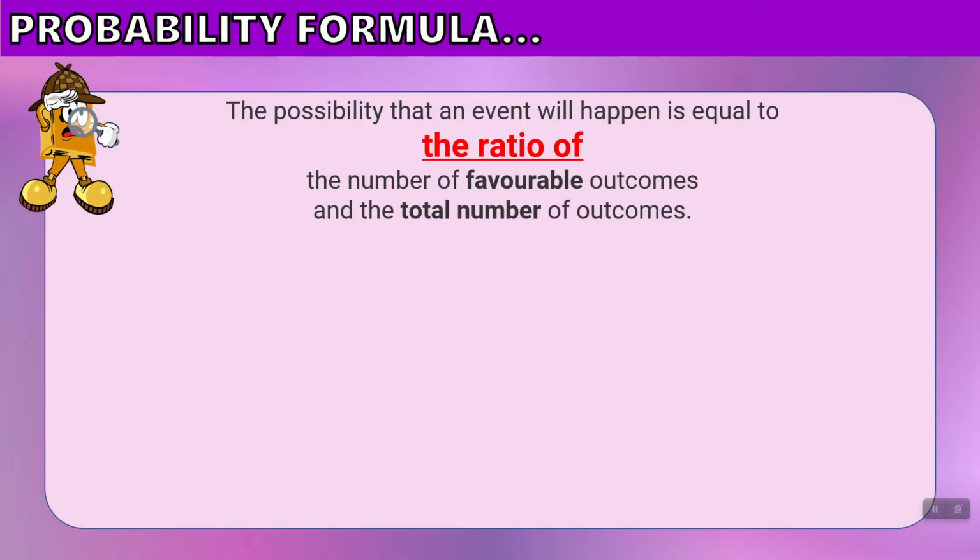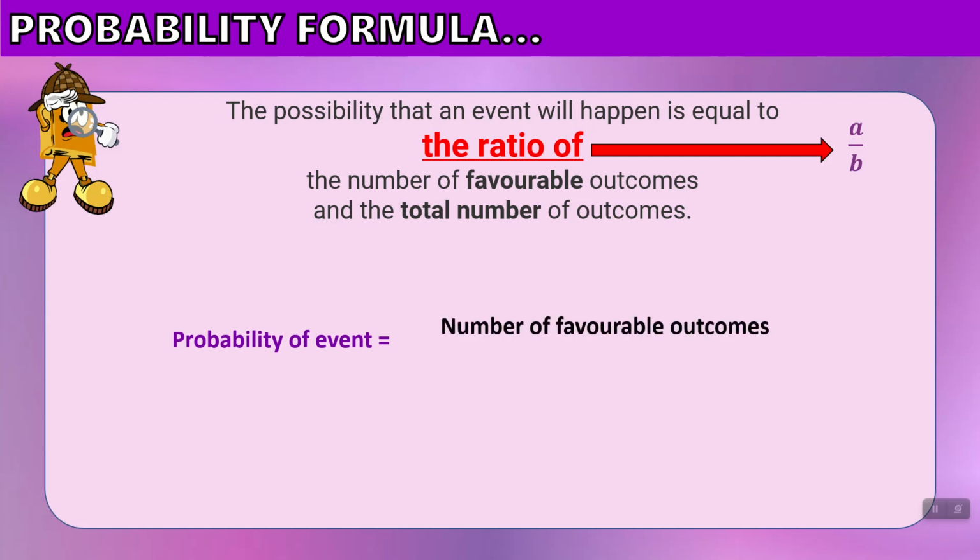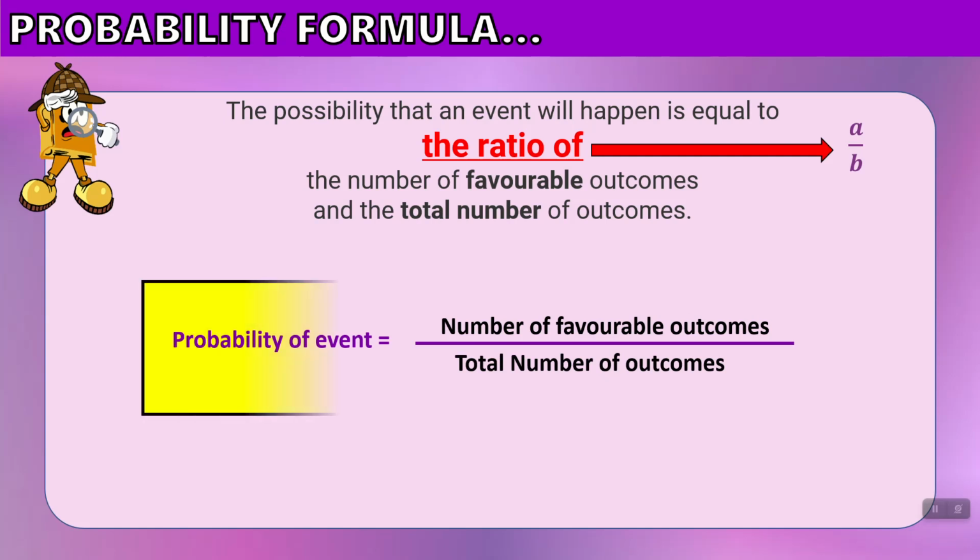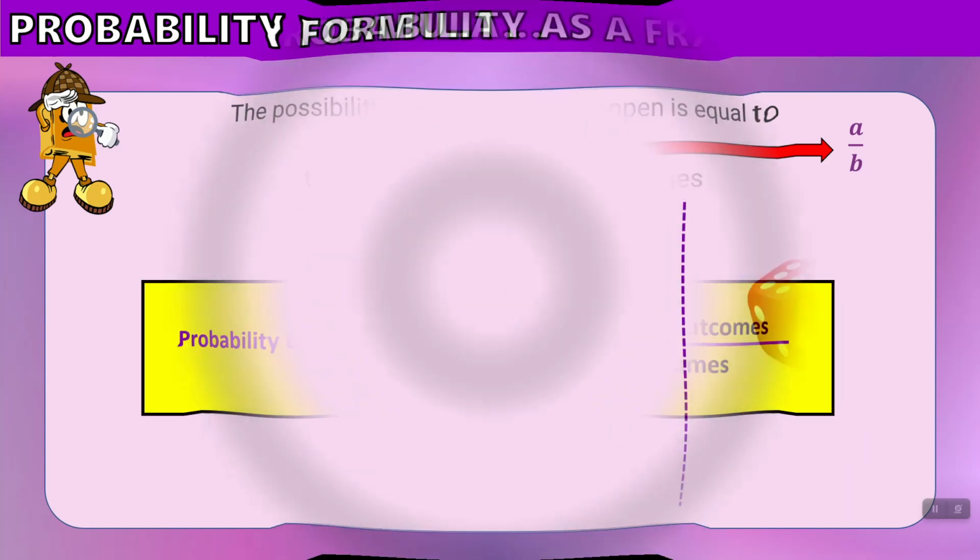The probability formula is the possibility that an event will happen. And that is equal to the ratio. And the ratio, we know, is a fraction like a over b. That's what a ratio is, where we compare two values. So the probability that something will happen is the ratio of the number of favorable outcomes divided by the total number of outcomes. So we're going to create a fraction. The probability of an event is equal to the number of favorable outcomes divided by the total number of outcomes. And we'll use this formula now going ahead.